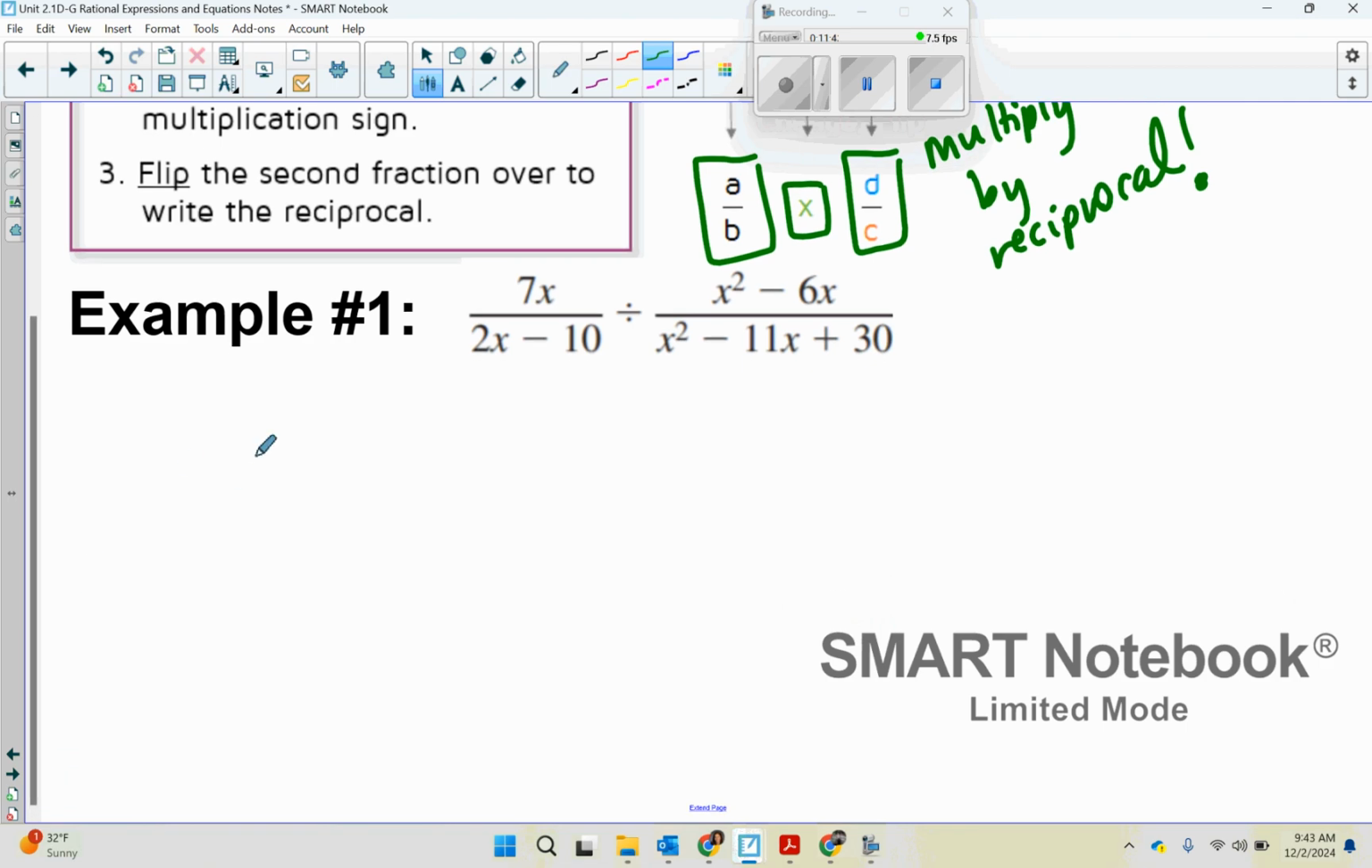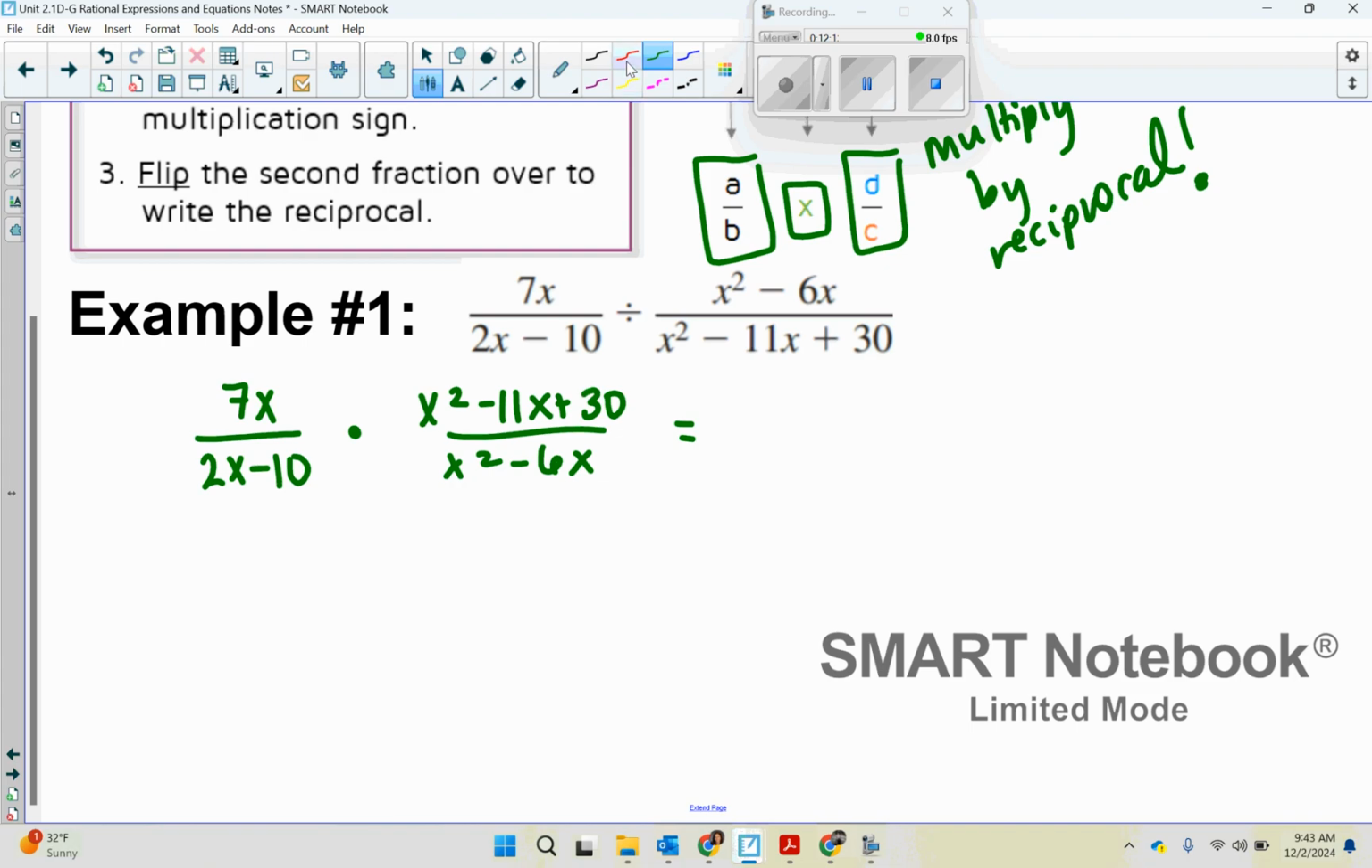So before I do anything, I'm going to start with that. Keep the first fraction, change the sign, flip the second fraction. Okay, I would not even factor until I do that to make sure that I'm not forgetting to keep, change, flip. Okay, because a lot of you might see the division, and then if you start reducing now, you might forget it's division, and things may not cancel the way that you want them to, or reduce.